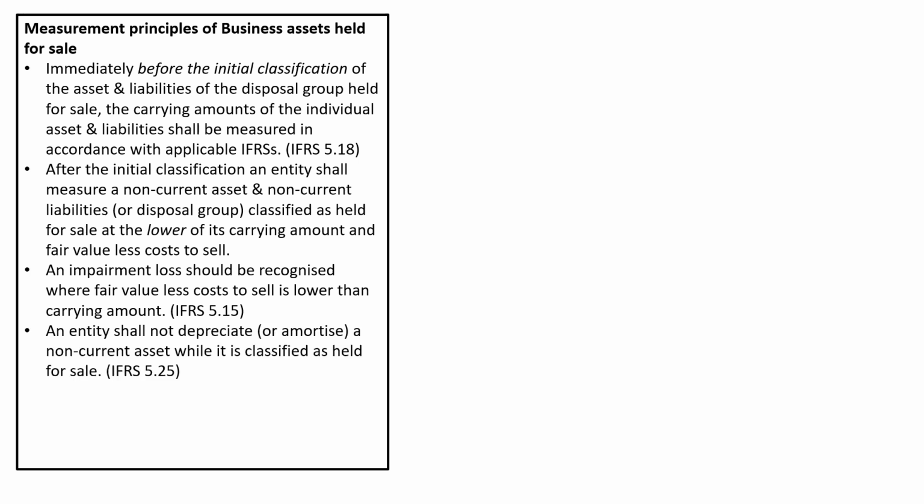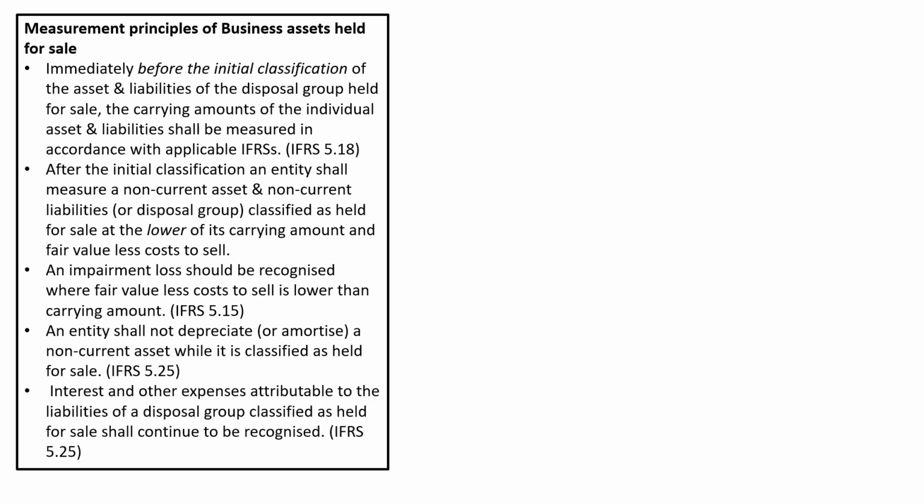An entity shall not depreciate or amortize a non-current asset while it is classified as held for sale. Interest and other expenses attributable to the liabilities of a disposal group classified as held for sale should continue to be recognized.